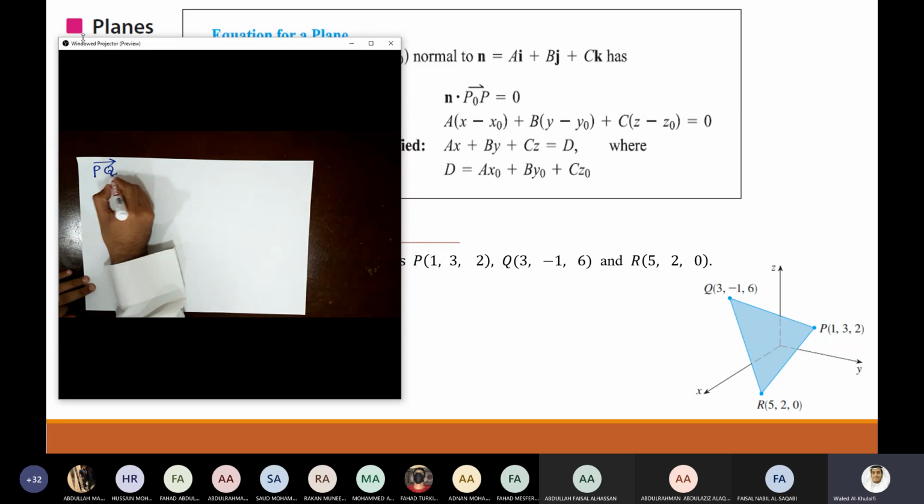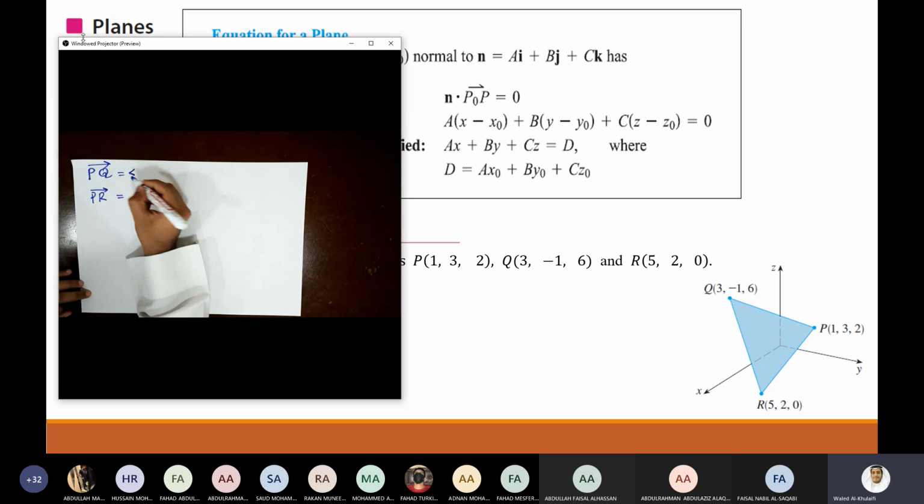Okay, so we need to find the vectors, let's say PQ and PR. I find these vectors. What is PQ? Can you see the writing here or not? What is this vector PQ? 3 minus 1, 2. 2 minus 6, negative 4. 6 minus 2, which is 4. This is the vector. So PR: 5 minus 1, which is 4, 2 minus 3, which is negative 1, 0 minus 2, which is negative 2. So I have these two vectors.